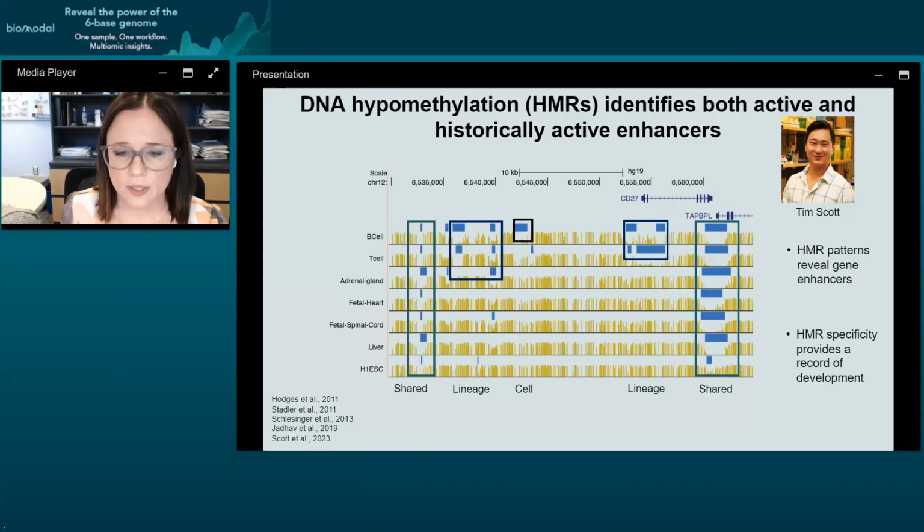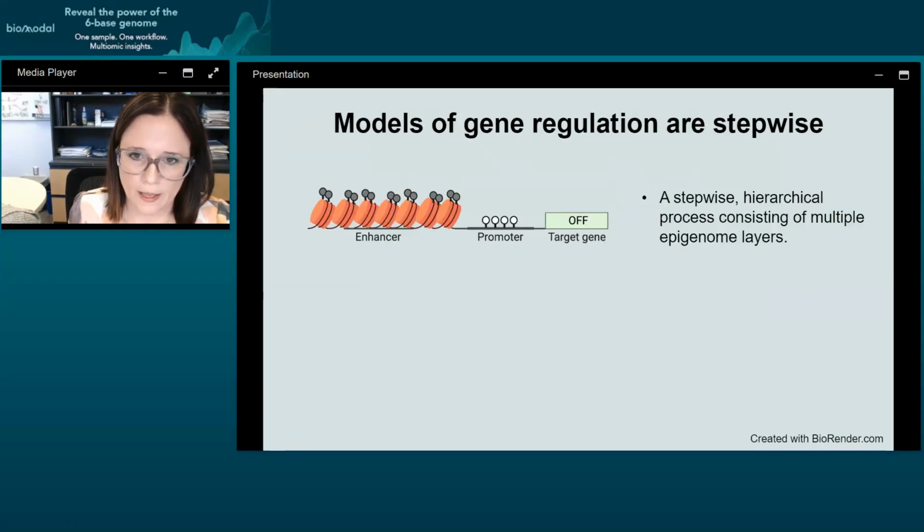And by doing all of these comparisons, we've been able to use this information to trace the developmental history of the cell. But what we really don't understand is how and when these HMRs are established. When do these regions become hypomethylated? How are they demethylated? And how does this relate to other aspects of the epigenome?